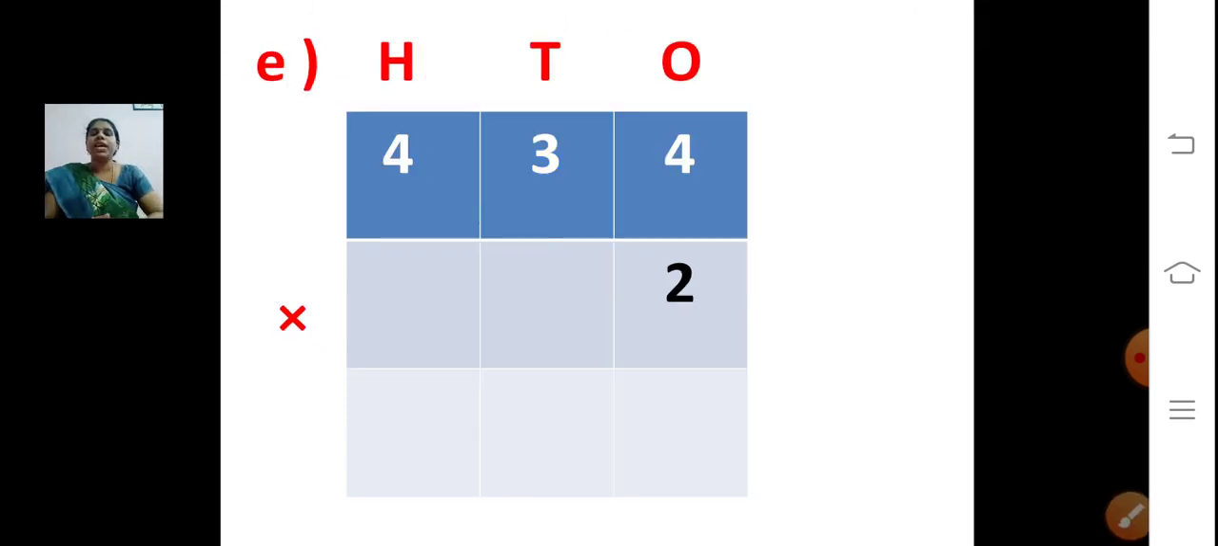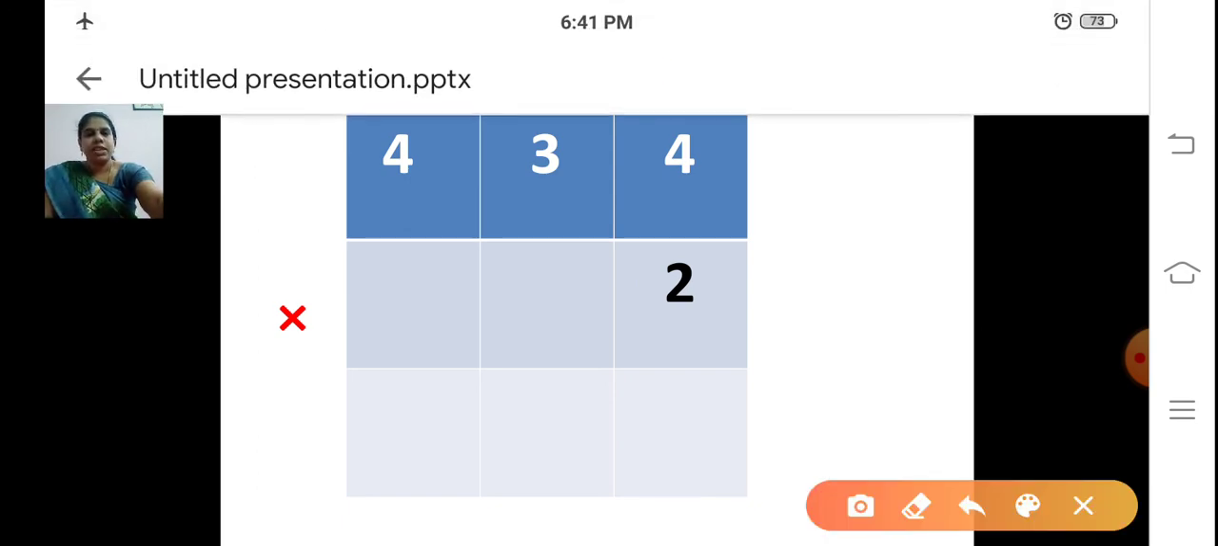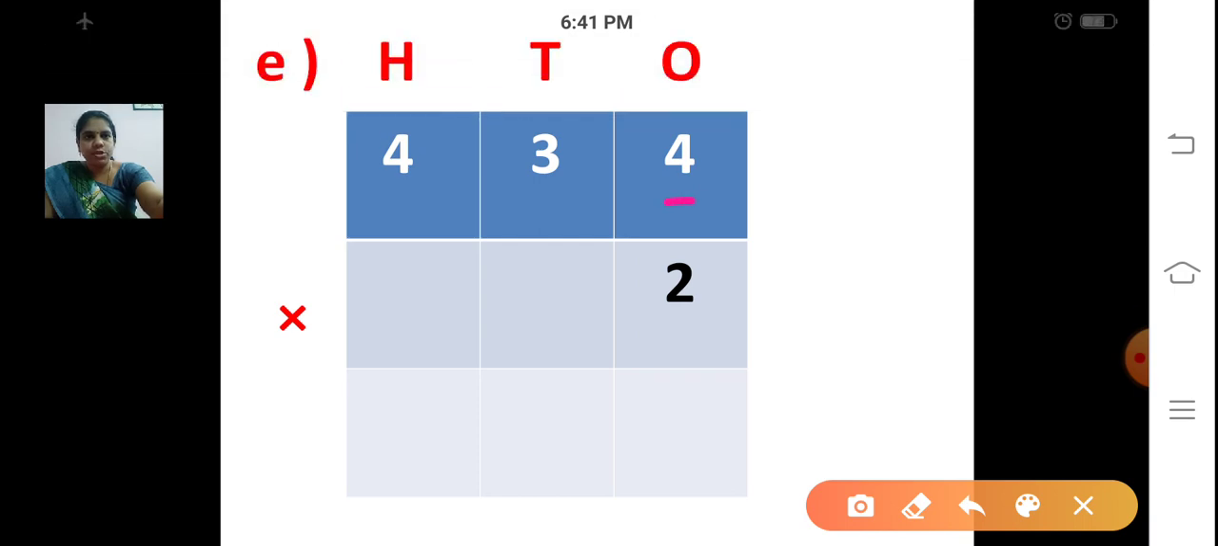Next sum. We are going to multiply 434 into 2. We are going to multiply the number 434 by 2. So what is the first step? Now we are going to take this number. We are going to multiply the digit at the ones place by this number 2. So 4 1s are 4, 4 2s are 8. Write it below the ones place.